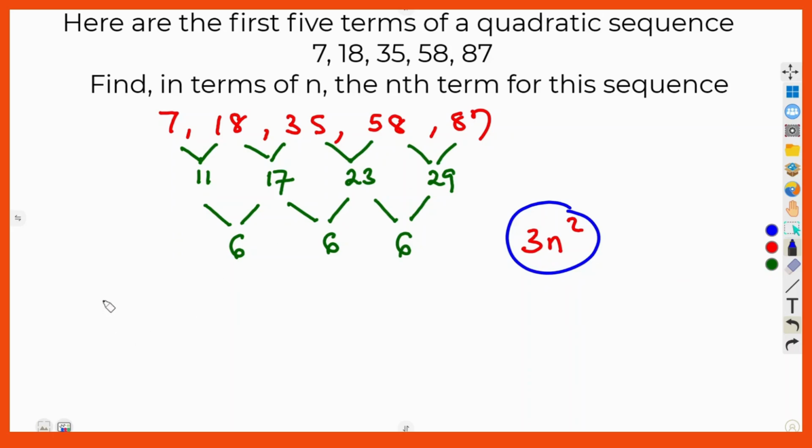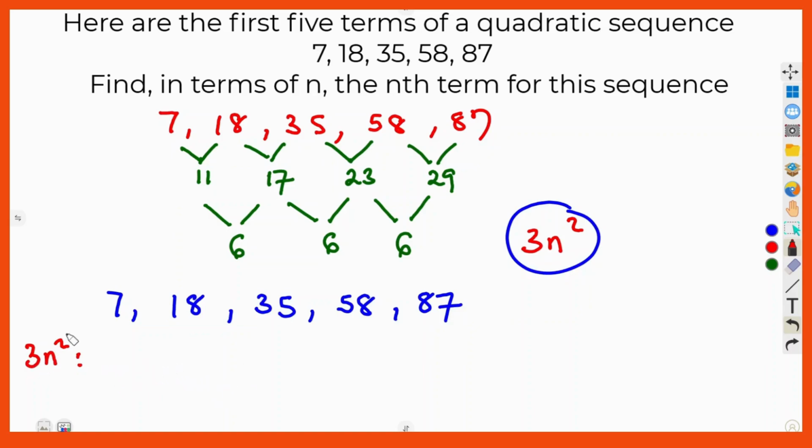Again, we begin with the same numbers here: 7, 18, 35, 58, and then 87. And we're going to form a sequence with this 3n squared. Here is 3n squared, we're going to form a sequence with it.